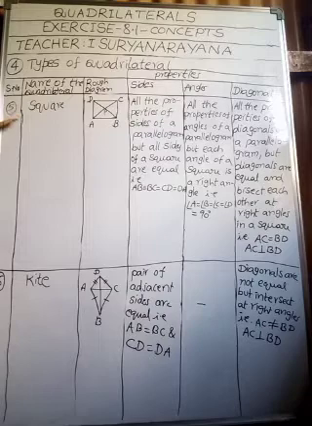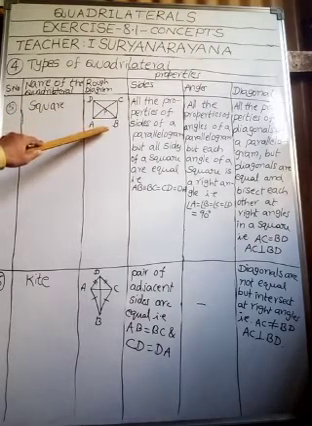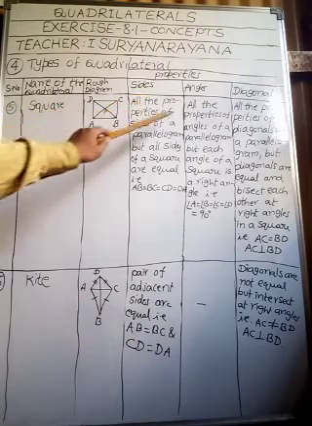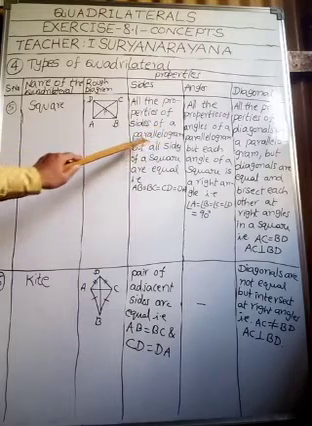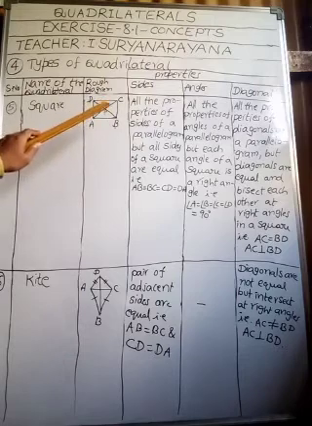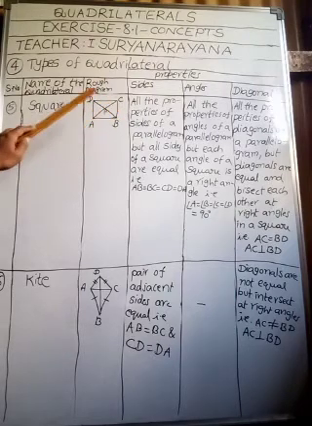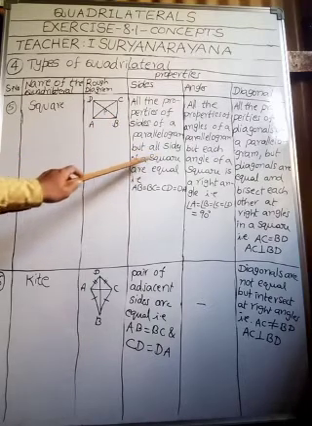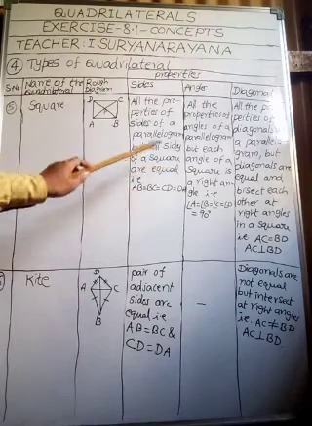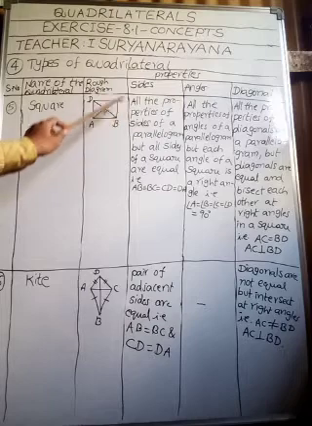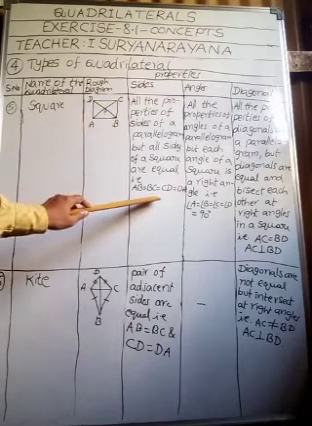Now come to the next type of quadrilateral, square. This is a rough diagram of a square. Now come to the properties of sides of a square. All the properties of sides of a parallelogram are also applicable to the square. But all sides of a square are equal. This is the additional property. Okay, my children, understood? That is, AB is equal to BC is equal to CD is equal to DA. This is the additional property.